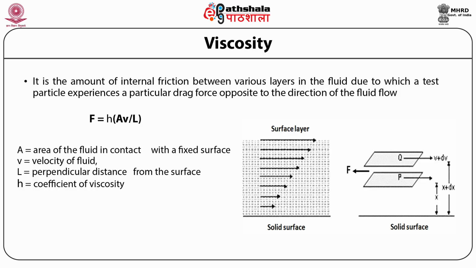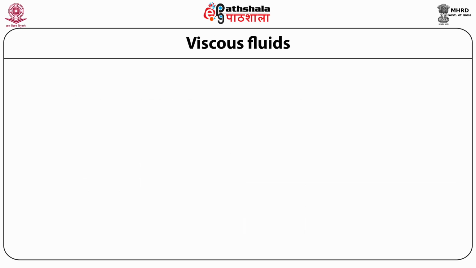So you can see from this picture that as you go away from the fixed surface, the velocity of the fluid keeps on increasing linearly, and the drag force, because eta is constant, and L, as you go away from the fixed surface, L increases, so the drag force F also keeps on increasing. In this slide, we see, depending on the value of the viscosity coefficient, various kinds of viscous fluids.